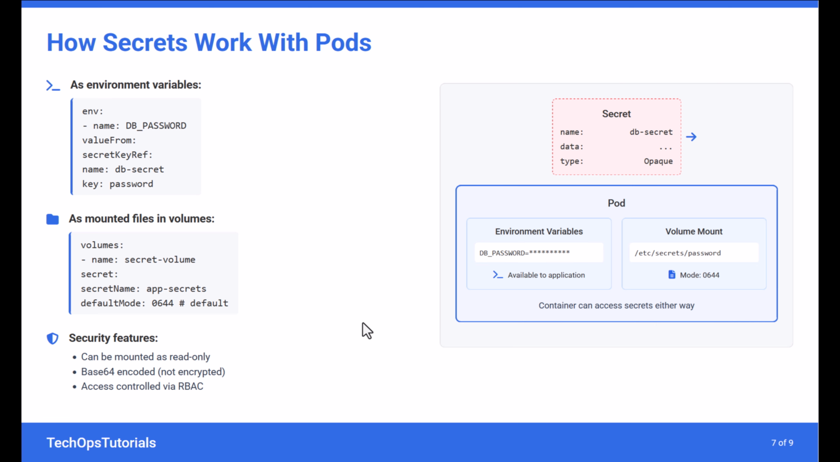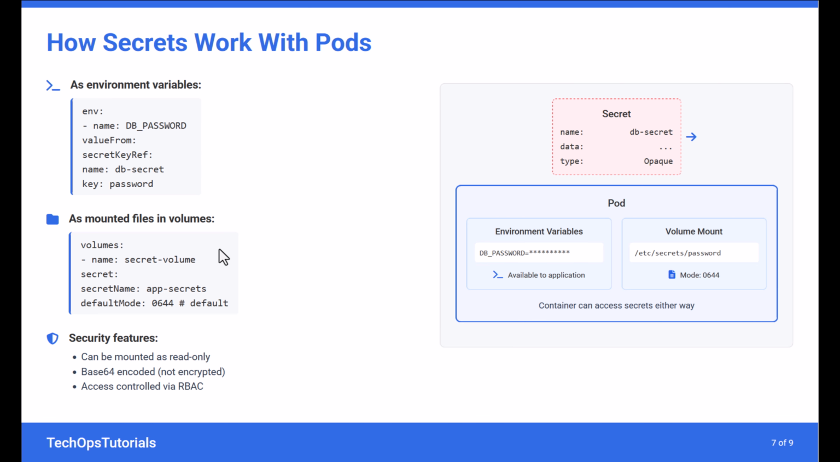Just like a config map, secrets can also be injected into a pod in two ways, either as an environment variable or as mounted volumes. Let's break it down. In the first example, we are injecting a secret called db_password as an environment variable. The value comes from the Kubernetes secret named db-secret, and we are pulling the password key from it. So when the pod runs, your application gets the password, but it's never hard-coded in the YAML.